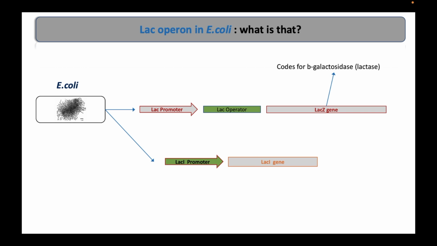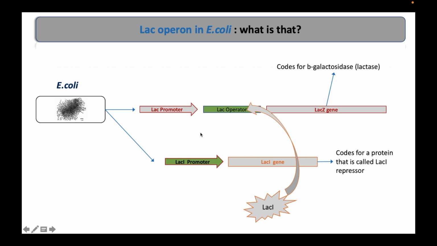E. coli also has another gene which is called LacI, with of course its own promoter here. LacI in turn codes for a protein that is called the LacI repressor. What this repressor actually does is it binds to the Lac operator, inhibiting transcription of the LacZ gene. Think of it this way. E. coli doesn't like to waste proteins, so it doesn't want to make proteins unless it has to, or unless it will have something to gain from it.